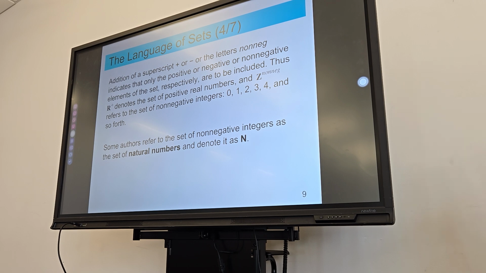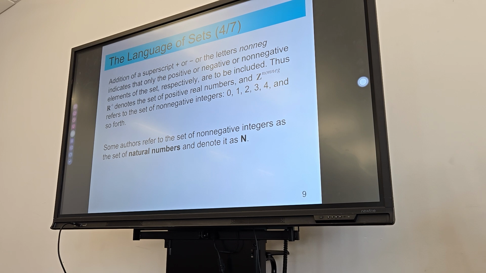The addition of a superscript, plus or minus, or the letters non-neg, indicate that only the positive, negative, or non-negative elements of the set are to be included. Thus, R plus would indicate all positive real numbers. Z non-neg would be non-negative integers: 0, 1, 2, 3, 4, and so on.